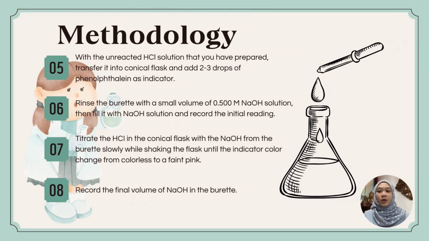With the unreacted hydrogen chloride solution that you have prepared, transfer it into a conical flask and add 2 or 3 drops of phenolphthalein as indicator. Rinse the burette with a small volume of 0.5 molar sodium hydroxide solution. Then fill it with sodium hydroxide solution and record the initial reading. Titrate the hydrogen chloride in the conical flask with the sodium hydroxide from the burette slowly while shaking the flask until the indicator color changes from colorless to a faint pink. Lastly, record the final volume of sodium hydroxide in the burette.